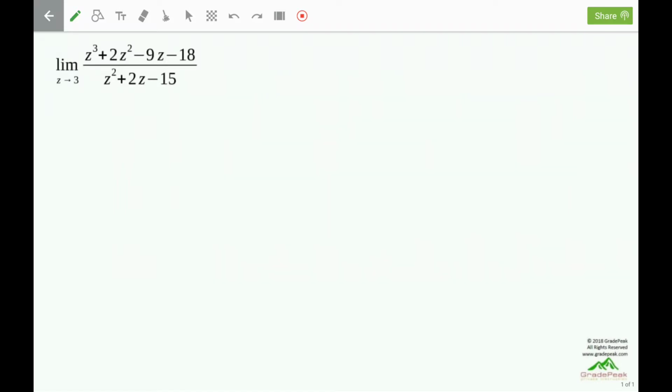Limit as z goes to 3 of z cubed plus 2z squared minus 9z minus 18 over z squared plus 2z minus 15. The first thing we're going to do is try plugging in a 3 for each of the z's. In the numerator we will have 3 cubed plus 2 times 3 squared minus 9 times 3 minus 18. In the denominator we will have 3 squared plus 2 times 3 minus 15.